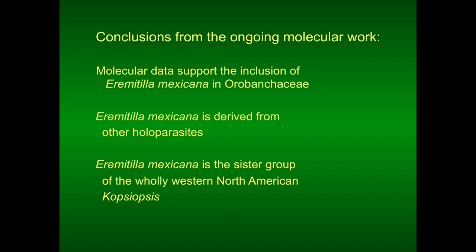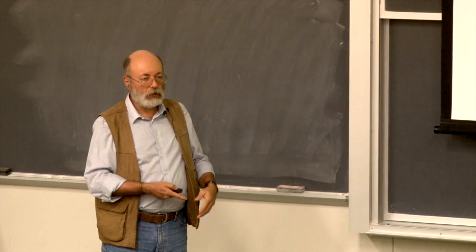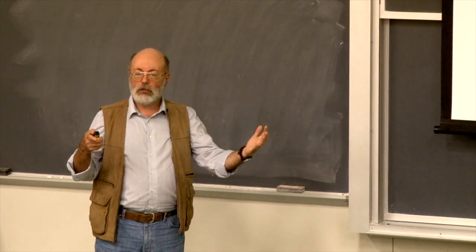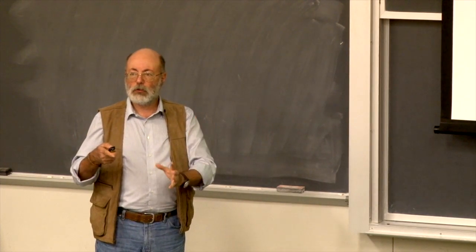So to conclude, the molecular data support the inclusion of Arematilla in this particular plant family, Orobanchaceae. It's derived from other holoparasitic species, that is this group of North American species, primarily North American, and it's sister to this wholly Western North American Copsiopsis, which makes sense biogeographically because things like Epiphagus are primarily in the eastern US, and they only make it as far as eastern Texas and northern Mexico.